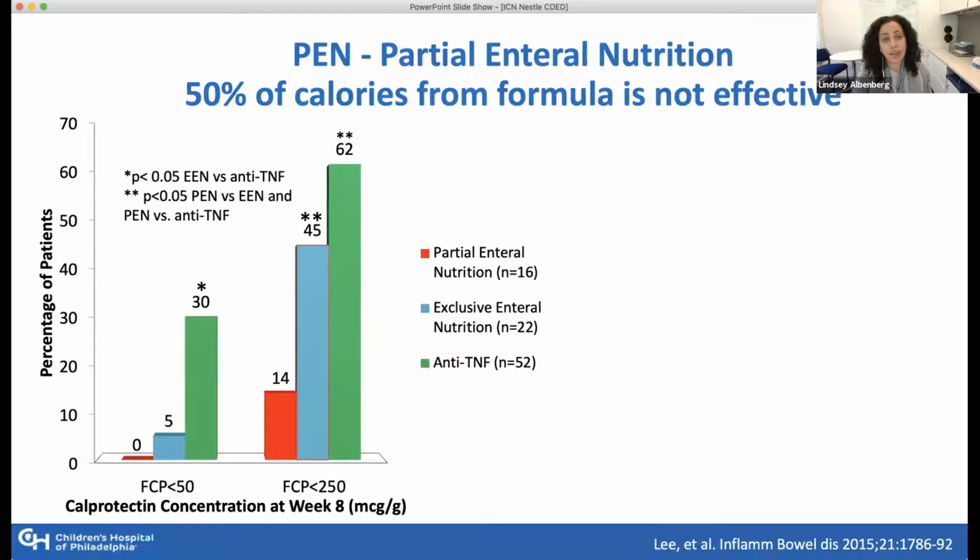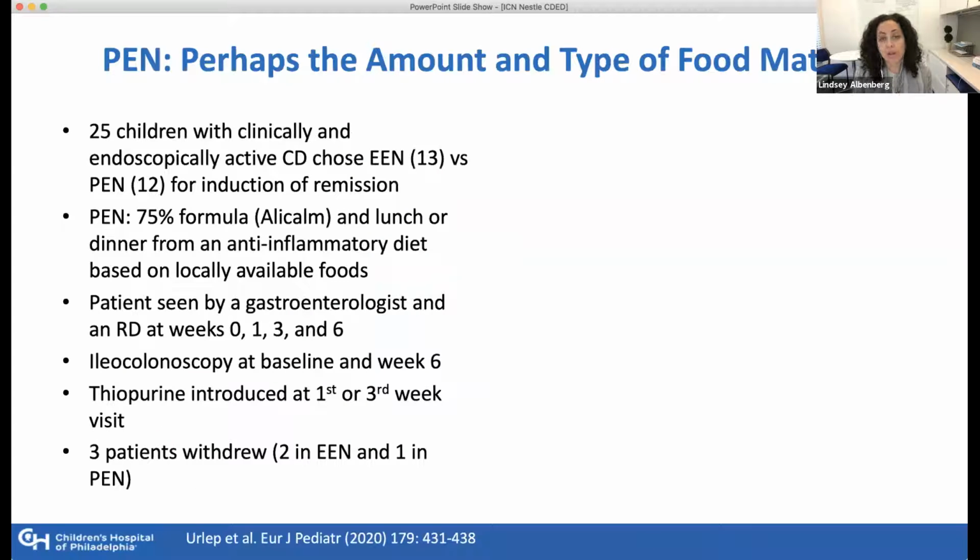And then Jim mentioned the PLEASE study where using calprotectin as an estimate for mucosal healing, we really saw the same thing, where the percentage of patients with a calprotectin less than 250 at week 8 was lower in the PEN group compared to the EEN group and the anti-TNF group. So it looks like the amount of regular food matters, but perhaps both the amount and type of food matters.